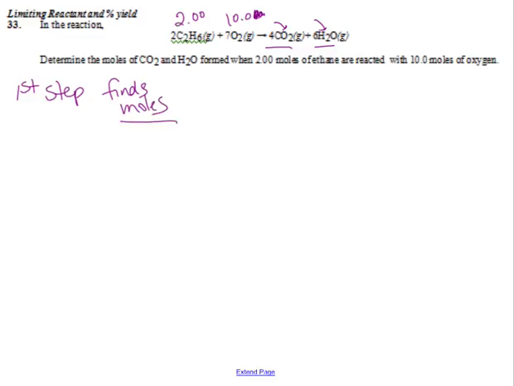The majority of problems you get are not going to be in moles, so they'll usually give you grams, and I want you to convert those to moles. So here we have 2 moles of the C2H6, and we have 10 moles of the O2. So that's the first step. Then the second step is based on the coefficients.